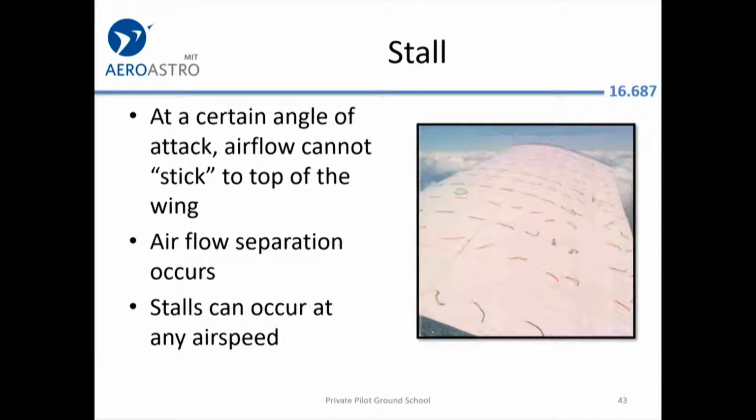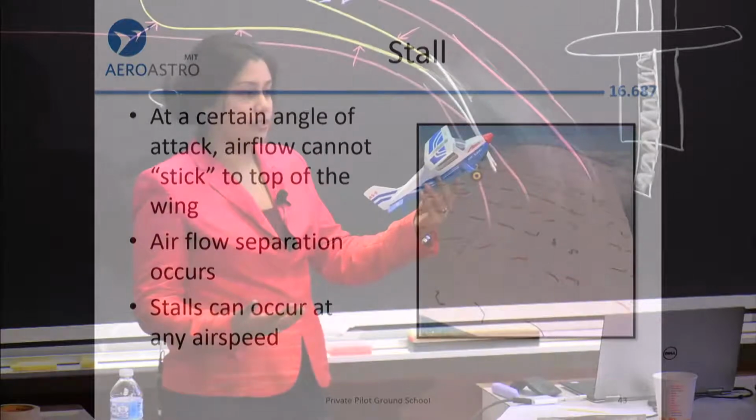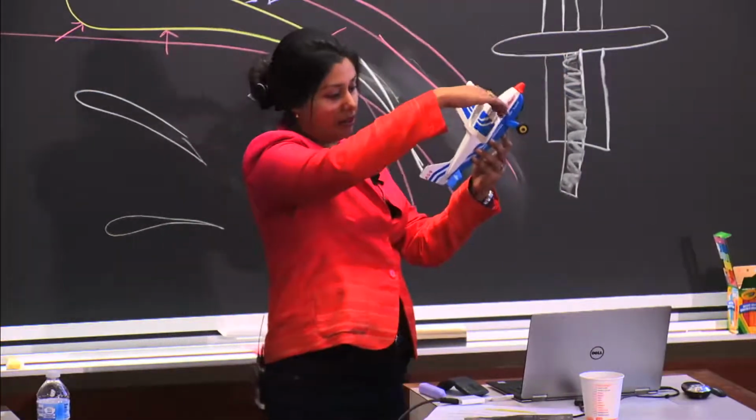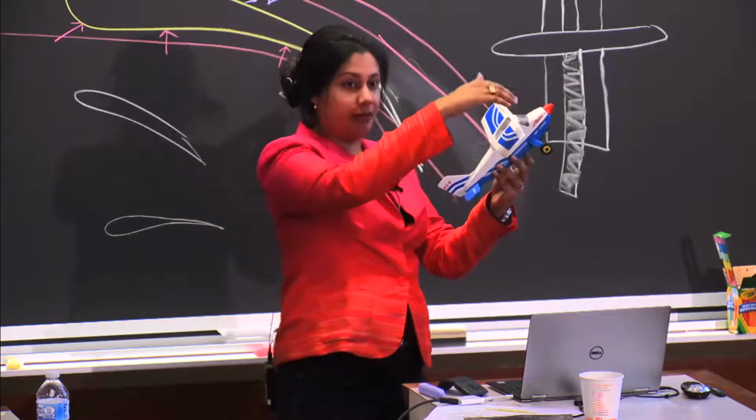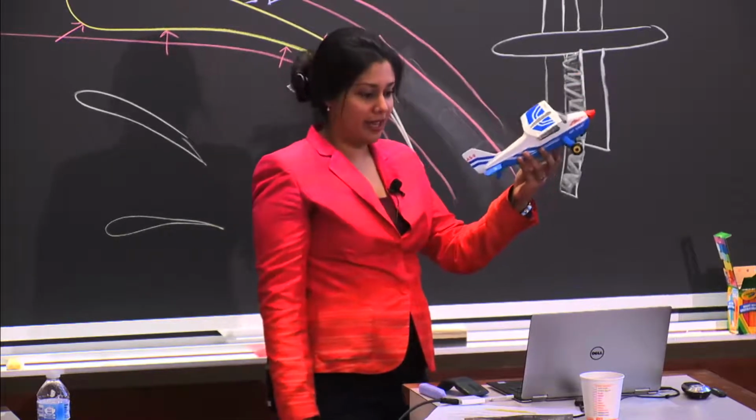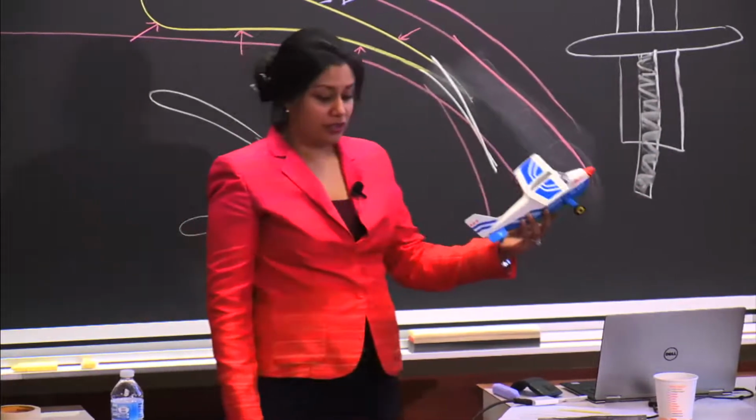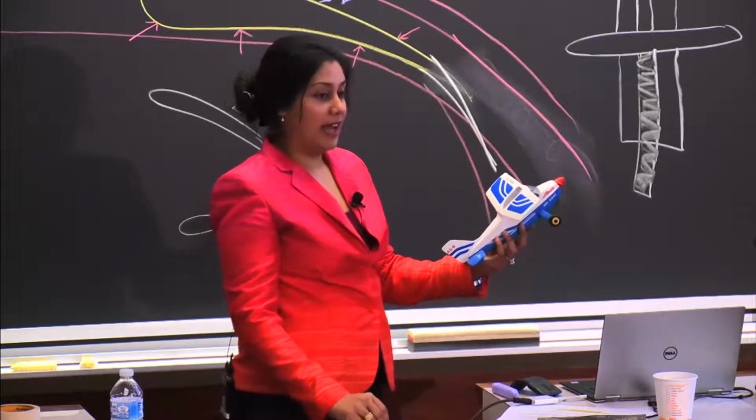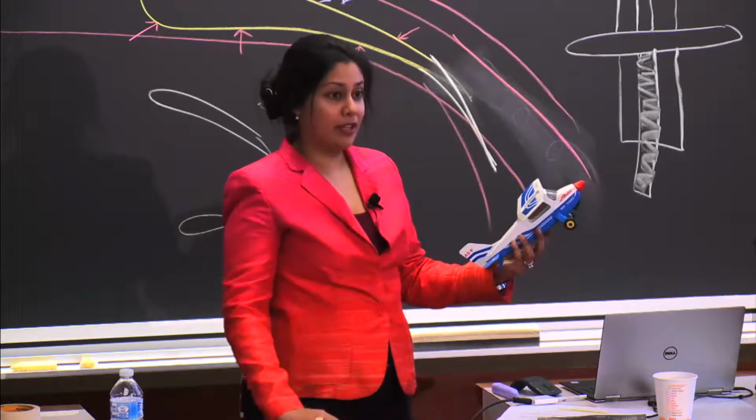When you have your angle of attack past its so-called critical angle of attack, it can cause the air to no longer be able to flow over the top and no longer be able to effectively deflect air down. And so the air separates and you can stall. It's really important to know that you can actually stall at any airspeed. Even with full power, you can stall.